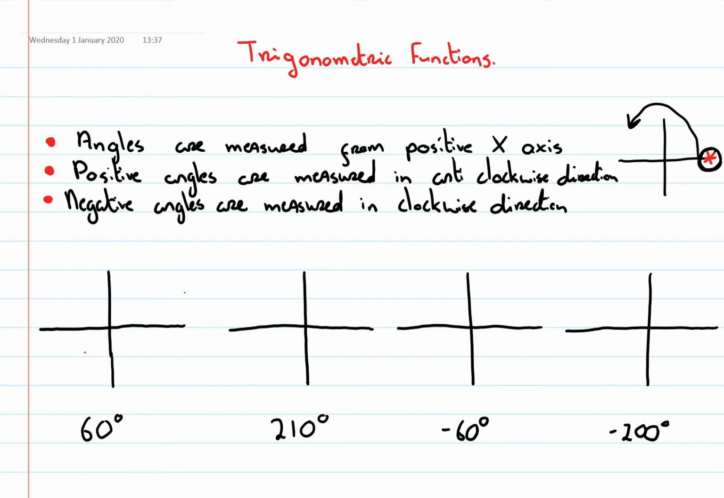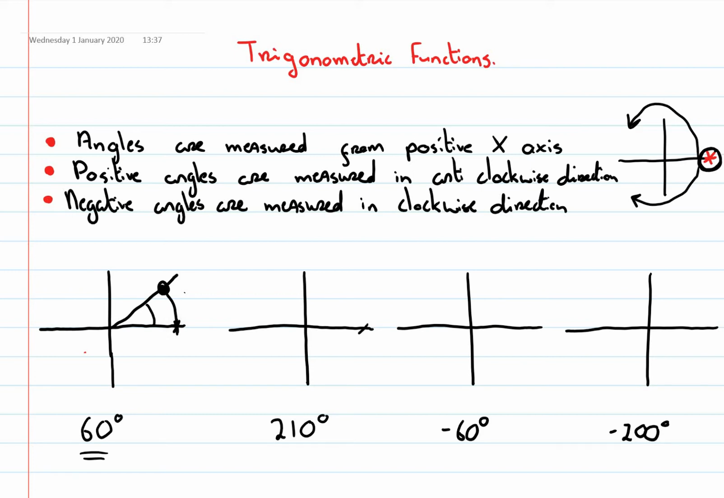And negative angles are measured in clockwise direction. So a negative angle will be measured from that start in this direction. So for instance, let's look at 60 degrees. It's a positive 60 degrees. We start our measurement here. Positive 60 degrees, we go 60 degrees this way. So that's it. So there.